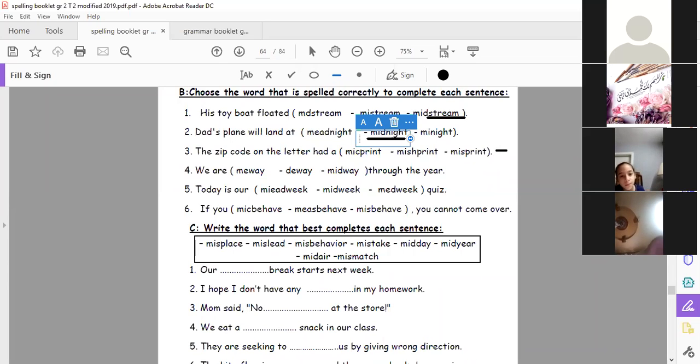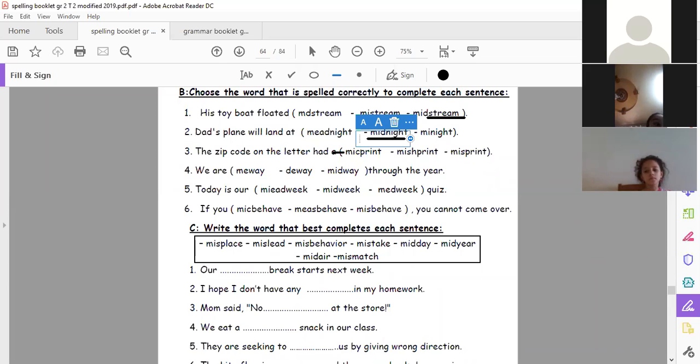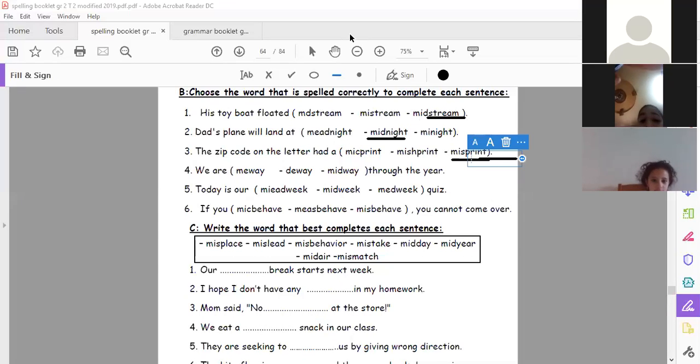Okay. Henna, are you here? Yes. Number three. A misprint. Which one is right? The third one. Misprint. Yes. Thanks a lot. The next, number four. Bara'a. We are midway through the year. Midway, which one? The third one, yes. Okay.